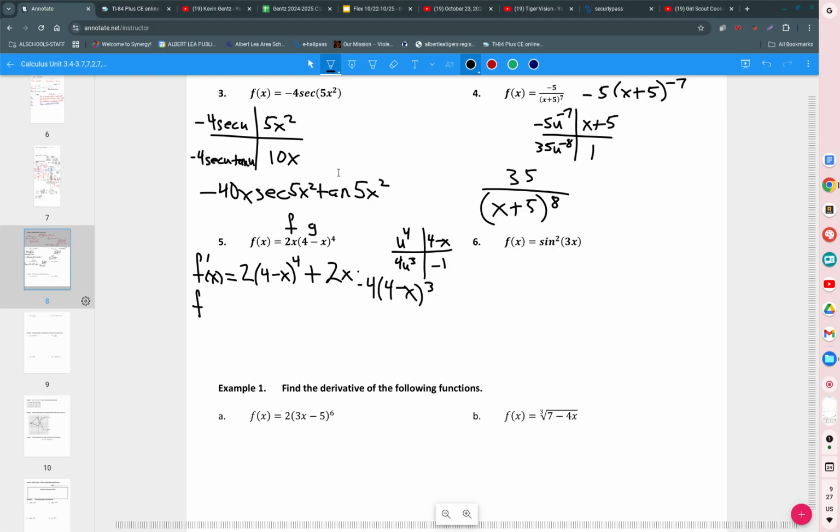Need to work to simplify that. F prime of x is equal to 2 times (4 minus x) raised to the 4th power minus 8x times (4 minus x) to the 3rd power.